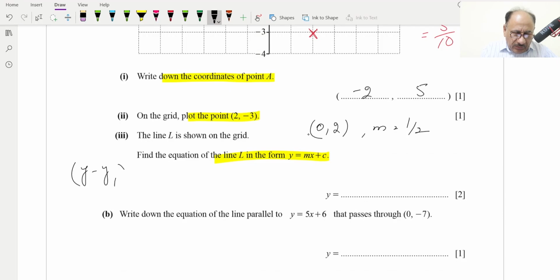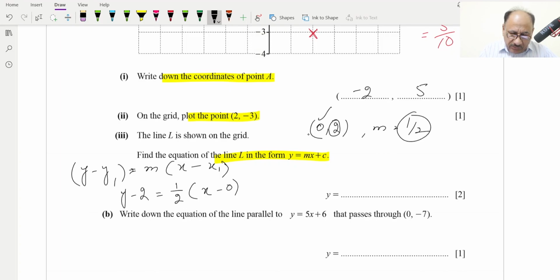y minus y1 is equal to m into x minus x1. So this will be the formula which we will be using. Then y minus y1 is this 2 value. So we write here 2 is equal to m, which is 1 by 2. So we can write here 1 by 2 into x minus x1, which is 0. So we'll write here 0.